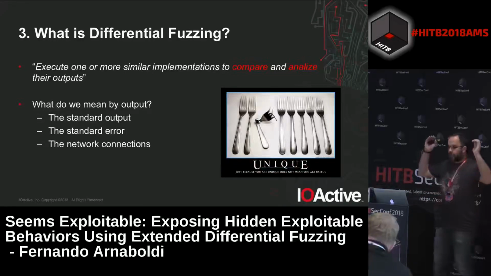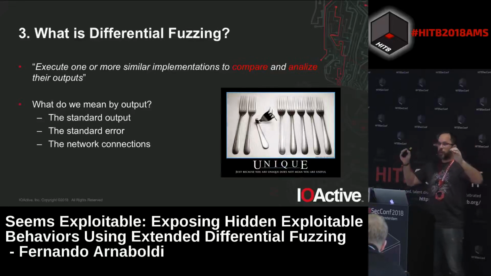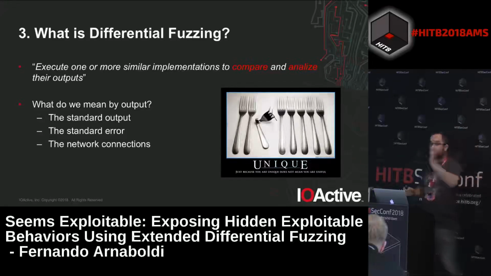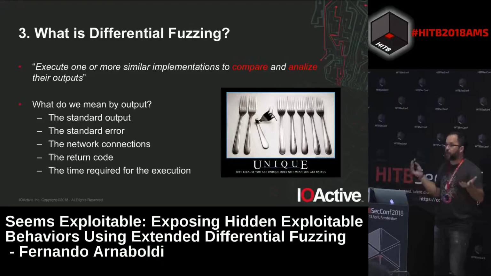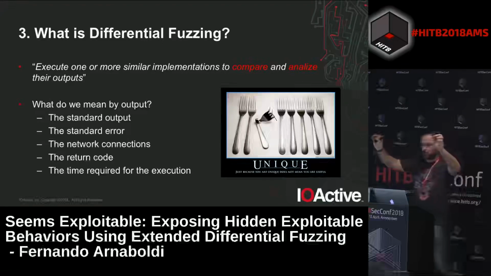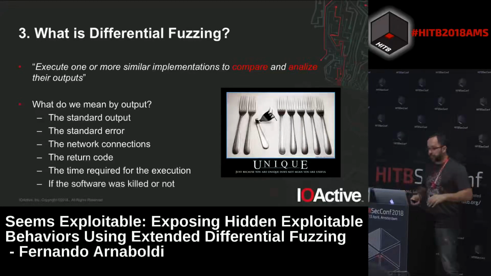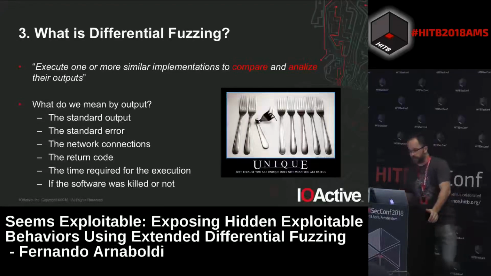Of course, if you are testing two browsers at the same time, and one of them opens a network connection and the other doesn't, one of them is wrong, probably. Either the test case shouldn't have been opened, or the test case should have been opened and the other browser cannot handle that type of input. The return codes may show that something is going on when you're testing similar pieces of software, or eventually the time required for the execution. Sometimes the same piece of input given to different pieces of software may take a significant amount of time that could be checked. Eventually, you can also know if the software was killed or not and do something about that.